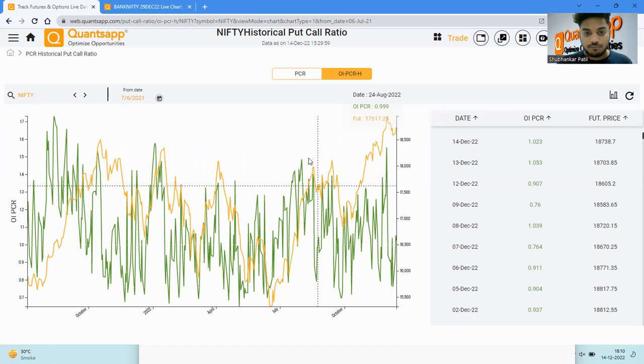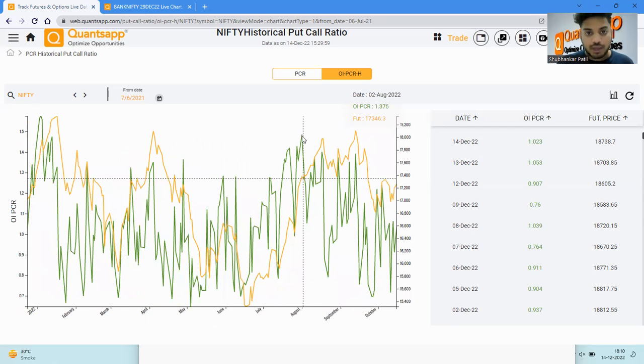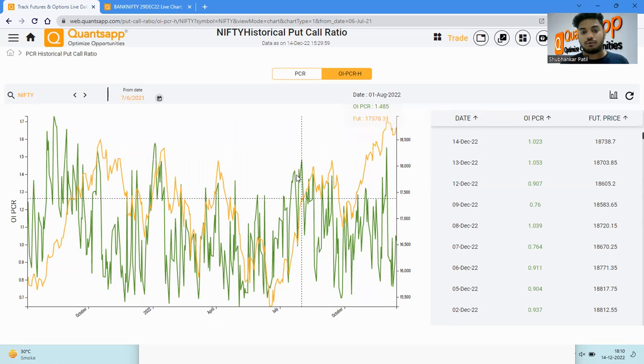Recently the top was being formed somewhere around this level, so the level is 1.5. So 1.5 is the level where PCR recently has formed a top. So whenever the market goes around this level and PCR goes around this level, you know what to do.